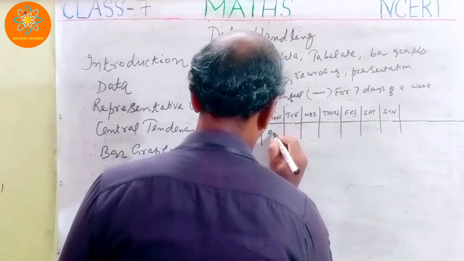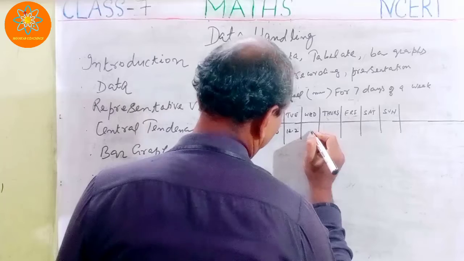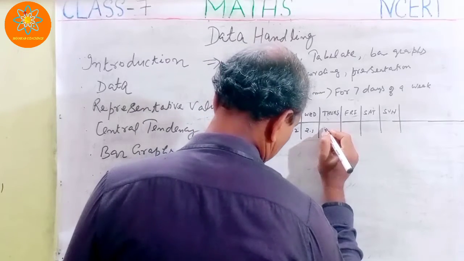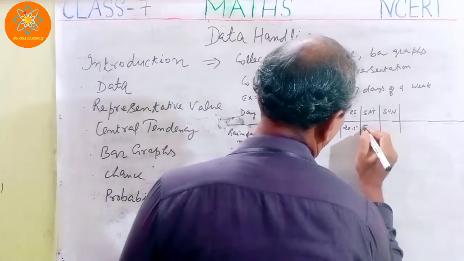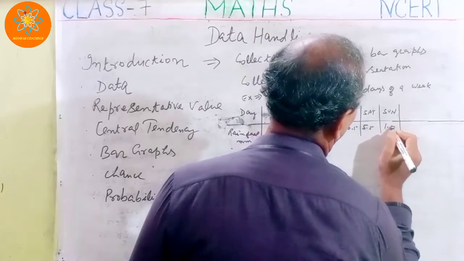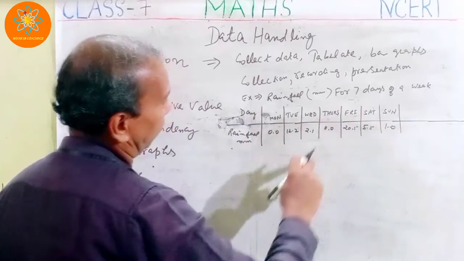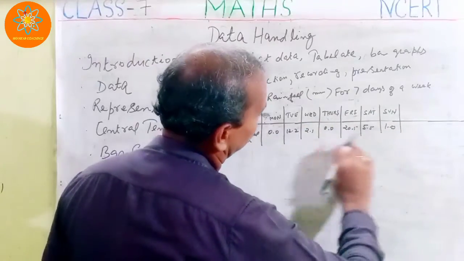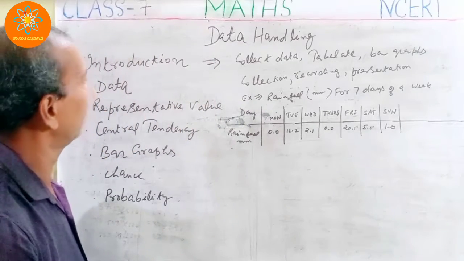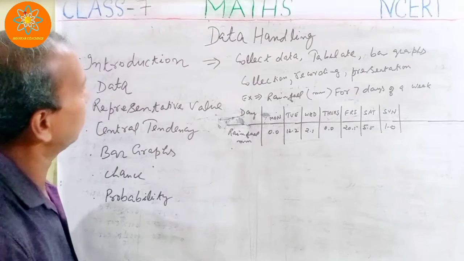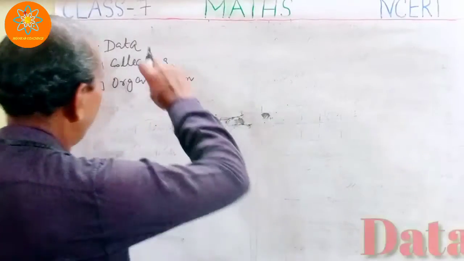On Monday, 0.0. On Tuesday, 12.2. On Wednesday, 2.1. On Thursday, 0.0. Friday, 20.5. On Saturday, 5.5. And at last on Sunday, 1.0. So on these particular days of a week, this much is the rainfall. So we can calculate the data. This is the introduction part of the data.